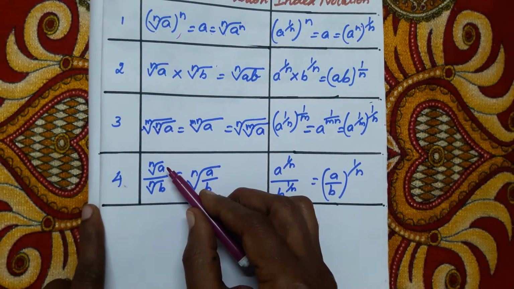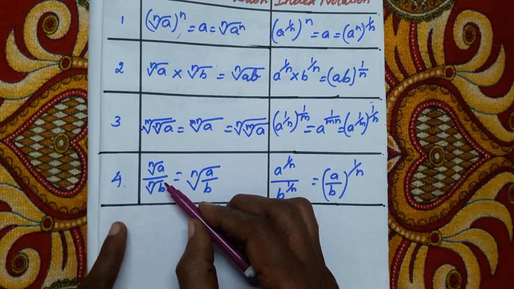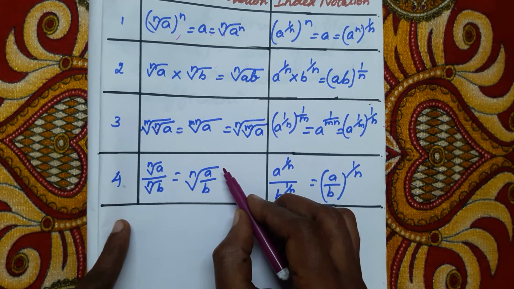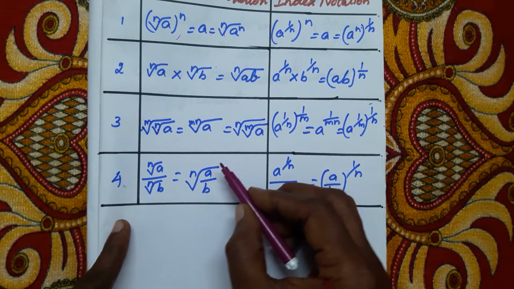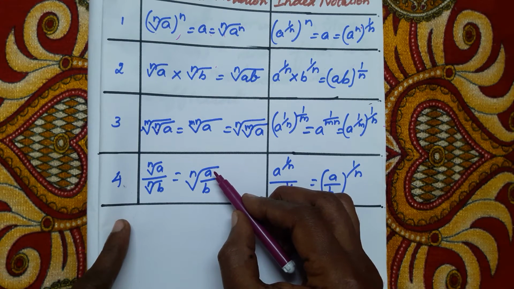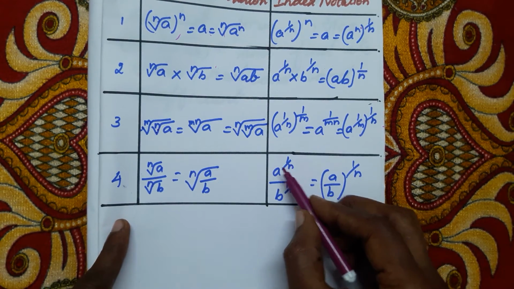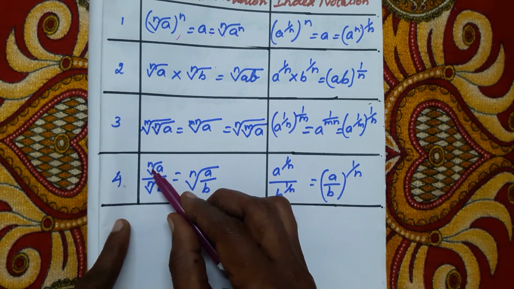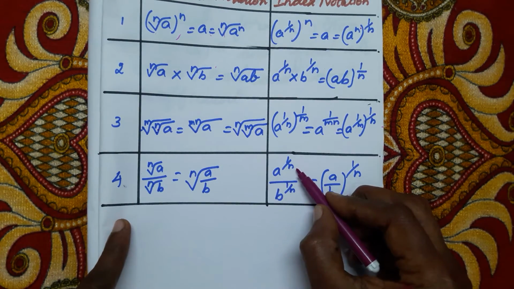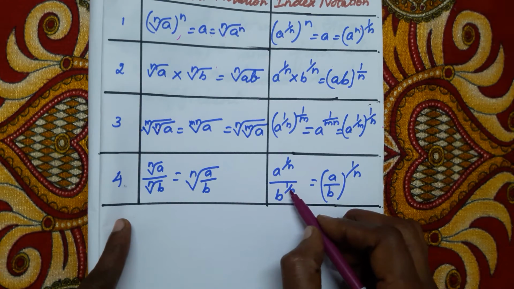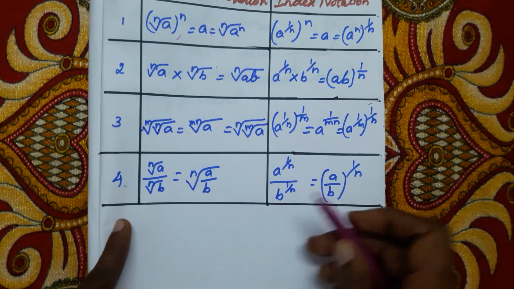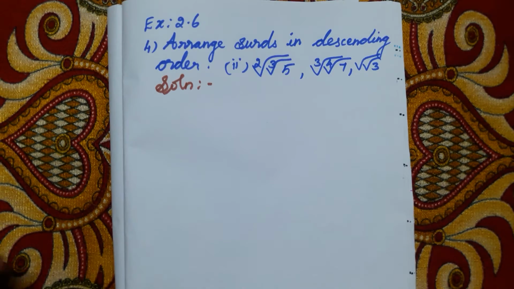Next, nth root of a by nth root of b is equal to nth root of a by b. How can we write this in index notation? a power 1 by n by b power 1 by n is equal to a by b, the whole power 1 by n.